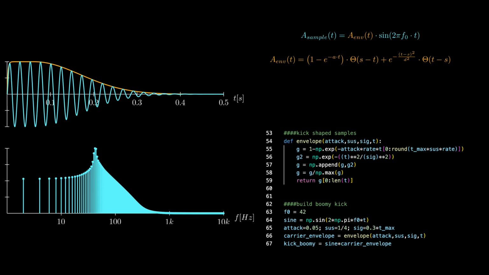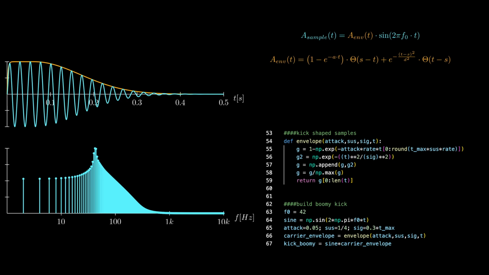Now, if we use 42 Hz as our carrier frequency, it sounds like this. And to be fair, it's kinda meh. It just sounds dull and won't cut through any mix. More like a bass than a kick, to be honest. First, there's just a single frequency, which makes it even more bass-like, so let's tackle this first.